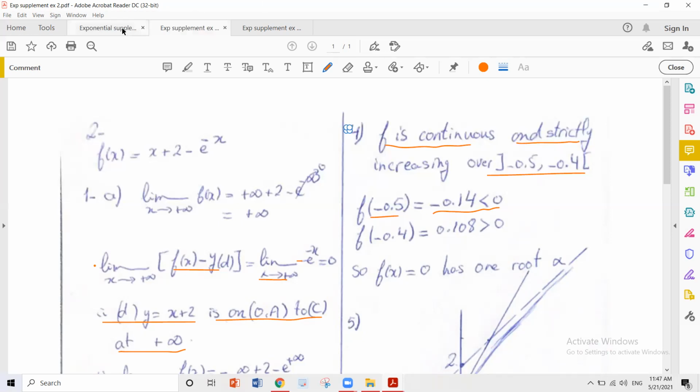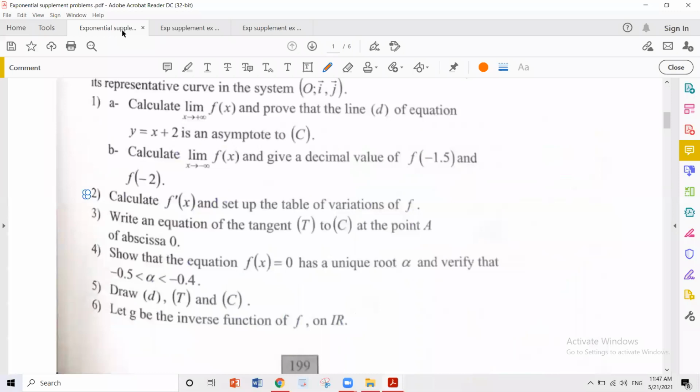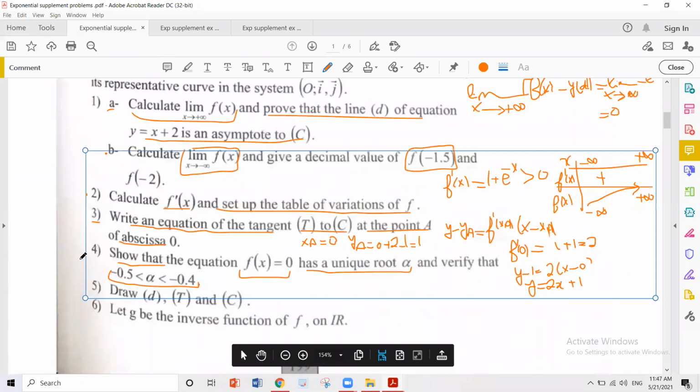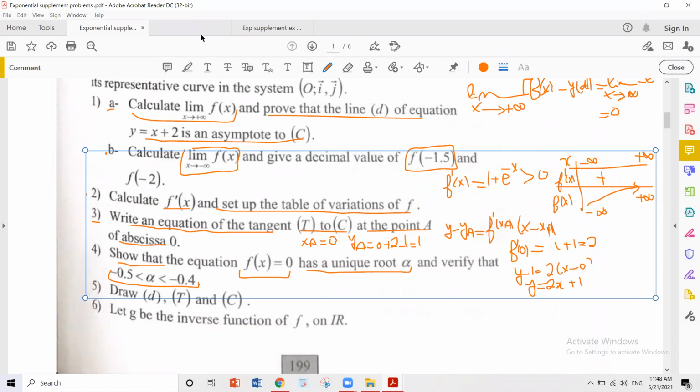Part 5. Draw D, T, and C. We are going to draw the oblique asymptote, tangent, and the curve C.